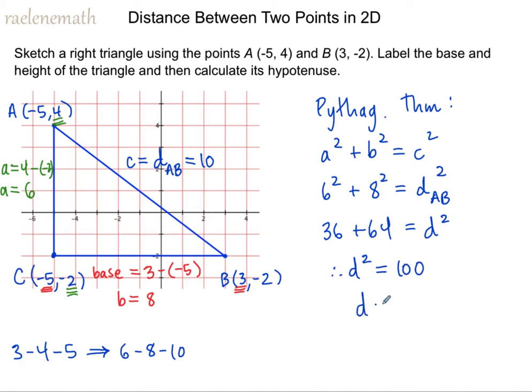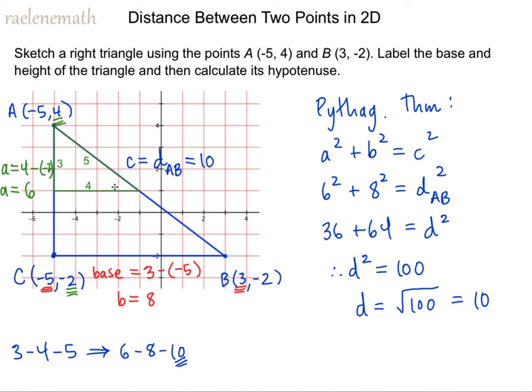Taking the square root of both sides says that the distance is equal to the square root of 100, which is 10, which confirms what we knew from using the Pythagorean triple. Now this was just a lucky case, it doesn't always work. But it is nice to see a relationship between the smaller Pythagorean triple of 3, 4, 5 and this larger Pythagorean triple of 6, 8, 10.